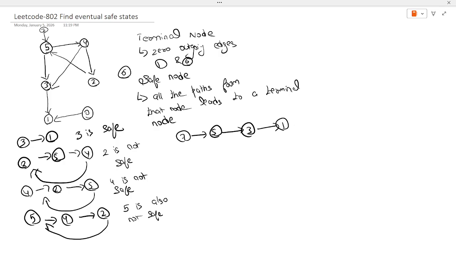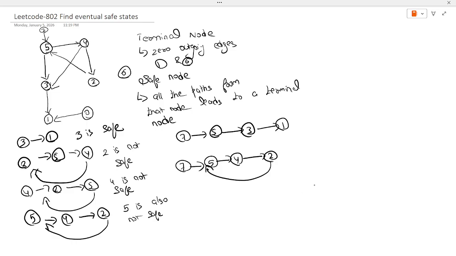But let us explore the second path which can start from 7. From 7 we can move to 5. From 5 we can move to 4. From 4 we can move to 2. From 2 we again move back to node 5. So 7 has 2 paths, and one of them leads to a terminal node and the second one does not. This conveys that 7 is also not a safe node because not all the paths lead to a terminal node.